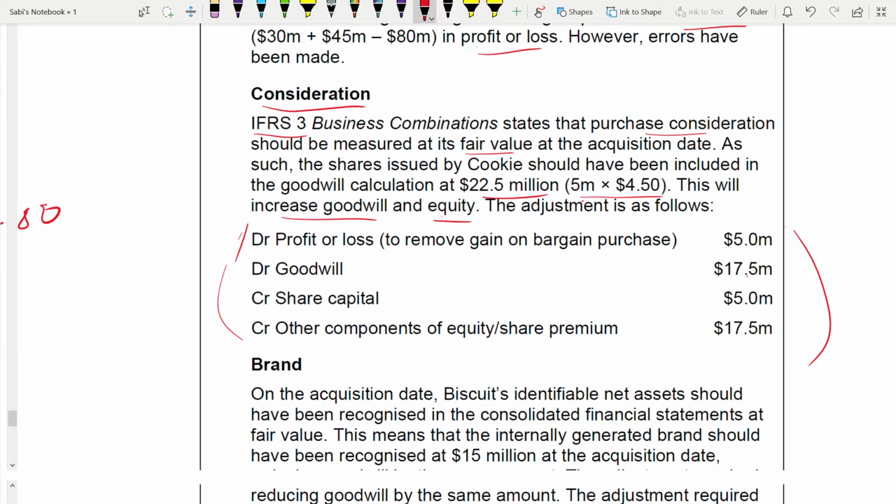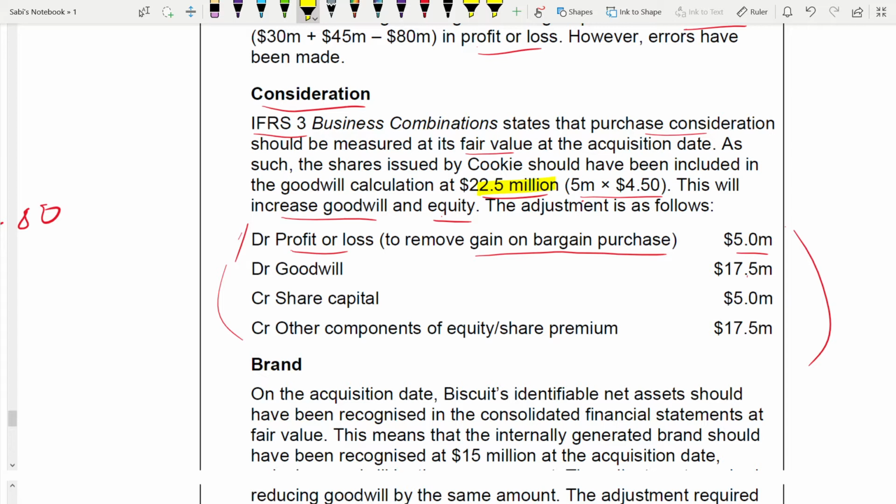Where do you debit 5 million? That is your gain on bargain purchase to profit and loss. You cannot write debit gain on bargain purchase; you have to debit the profit and loss account. Why? To remove the gain on bargain purchase. It's no longer a gain on bargain purchase now. It has turned into goodwill because of this 22.5 million. Earlier it was a credit in the profit and loss as income, the bargain purchase. Now debit it. So debit 5 million.